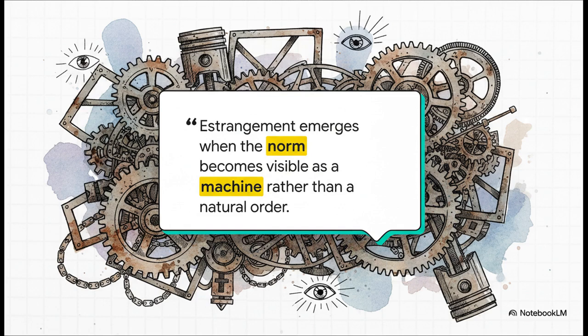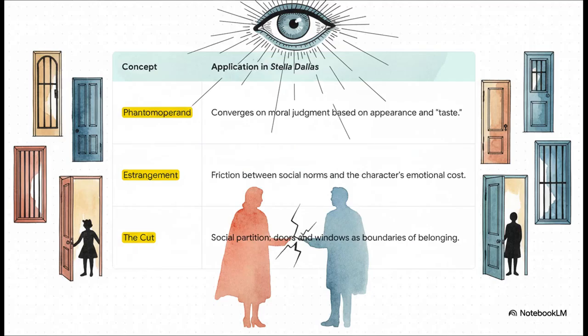We suddenly see the social norm not as this natural, obvious way things should be, but as a cruel, grinding machine. So in this film, the phantom operand rewards us for looking with a critical, judgmental eye. The estrangement is that powerful friction between those harsh social rules and our actual feelings for the character. And the cuts, they become social walls. Doors and windows aren't just parts of the set. They are hard boundaries that decide who belongs and who gets shut out.